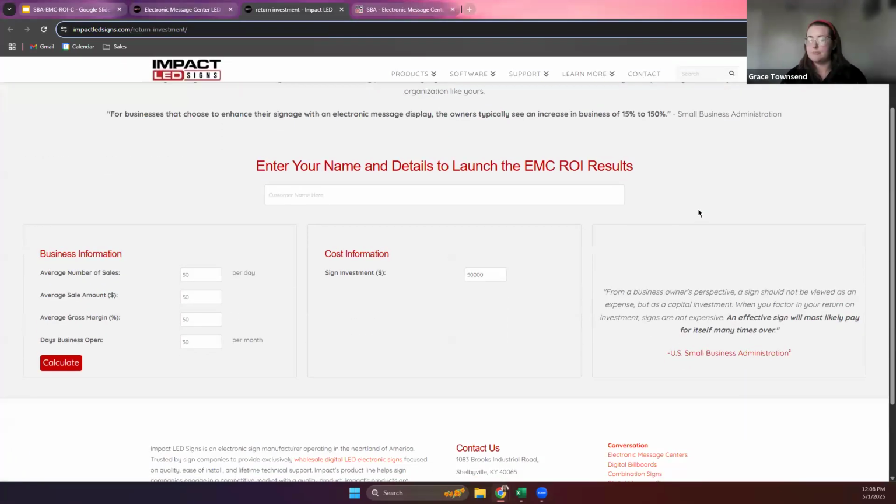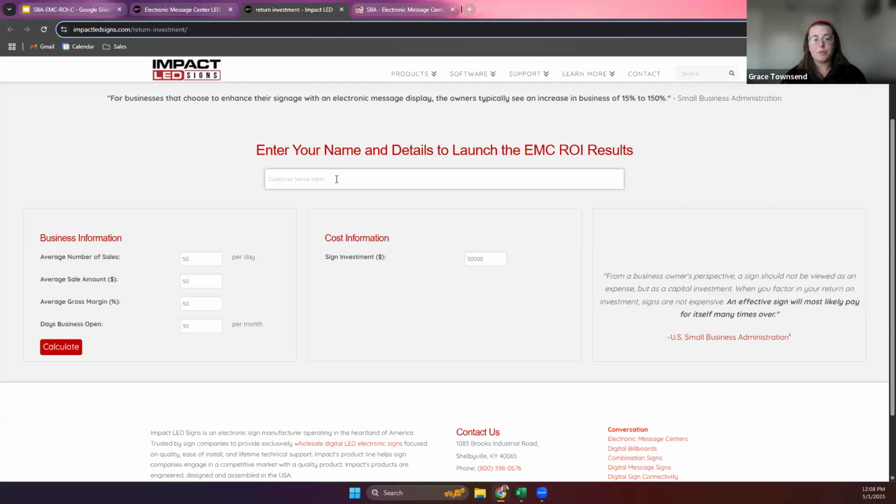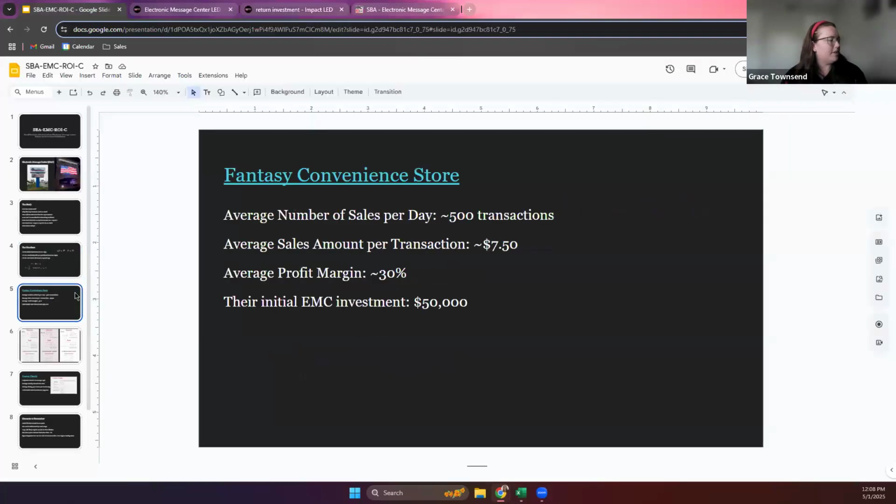It'll take you to this page, which is a simple calculation. You'll just put in your name or the name of the project. And then to do our calculations today, I pulled some data offline to find just some average numbers. So we're going to work with the same one that I did at the Tools of the Trade presentation, this fantasy convenience store. A convenience store that's doing about 500 transactions a day, with the average sale amount being $7.50, the average profit margin being about 30%. The business is open every day of the month, and their initial investment is $50,000.